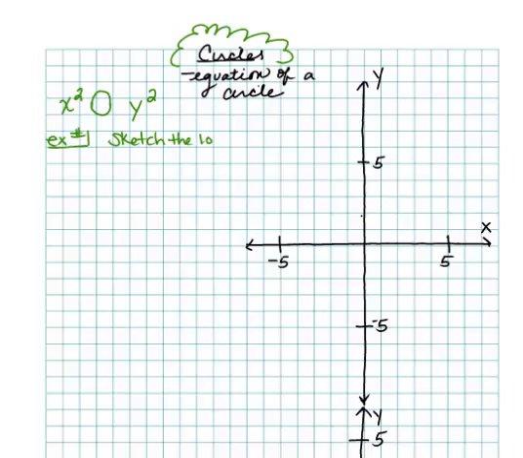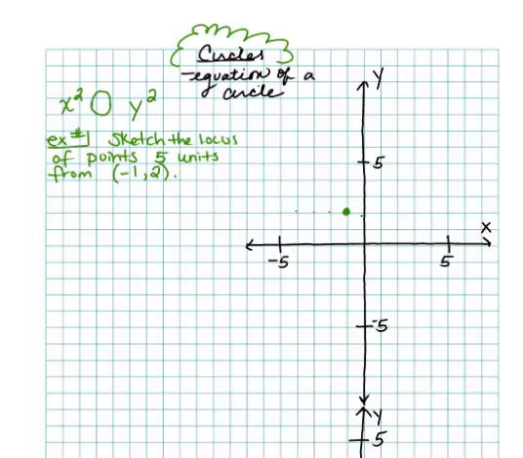sketch the locus of points 5 units from the point -1, 2. So you want to envision that -1, 2, right about here, is the cup that I put on the ground. And you want to be 5 units away.